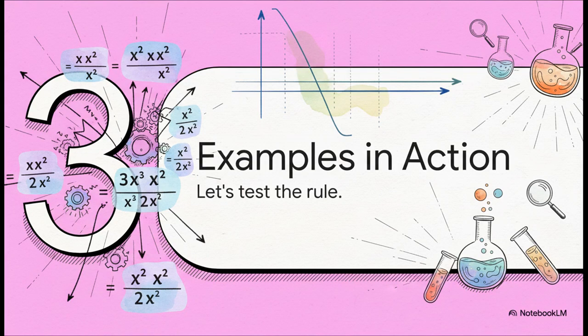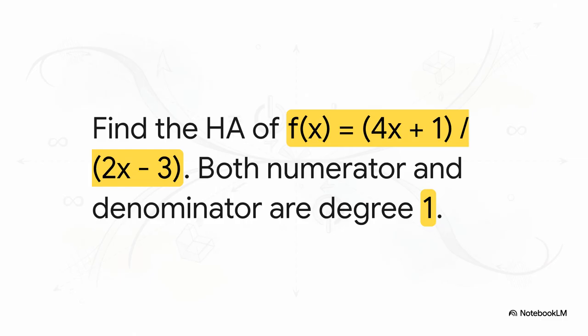All right, enough with the theory. The best way to really get a feel for this is to just see it in action. So let's run through a few examples together. Okay, here's our first one. A nice, simple rational expression. We've got degree 1 polynomials on both the top and the bottom.